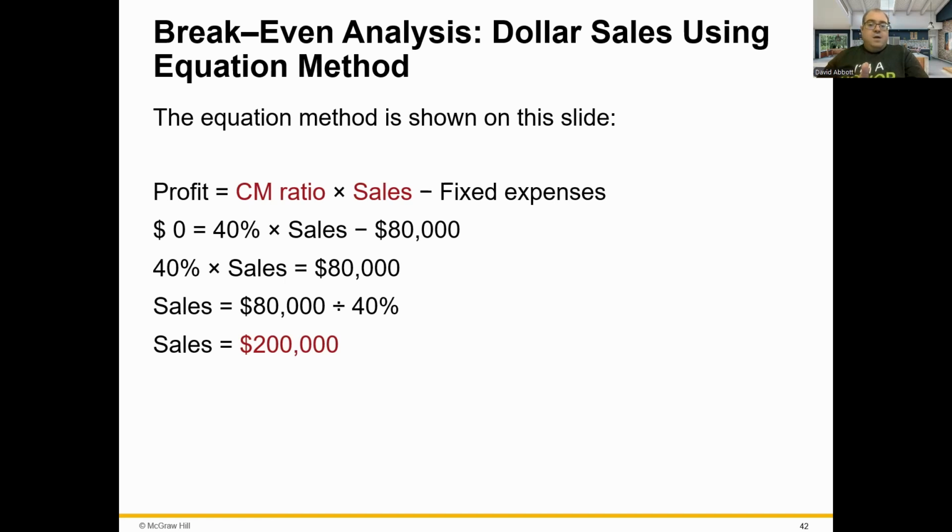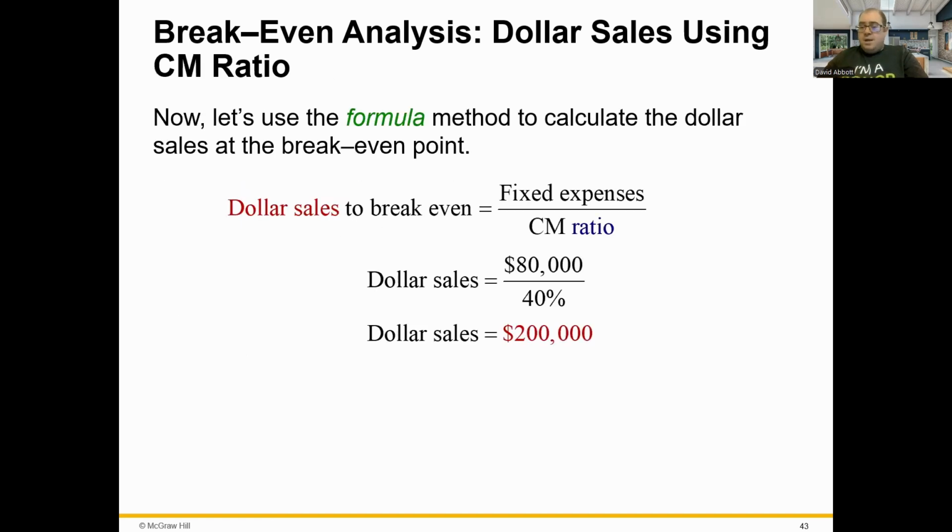So we're going to take 40% times our sales equals 80,000. So we just divide that. 80,000 divided by 40%, our sales would have to be 200,000. Then we can also use the formula method in order to determine the sales of 200,000 that will enable the company to break even. So again, you take your fixed expenses divided by your contribution margin. The fixed expenses were 80,000. We said the contribution margin was 40%. So the dollar sales that we would need would be 200,000.